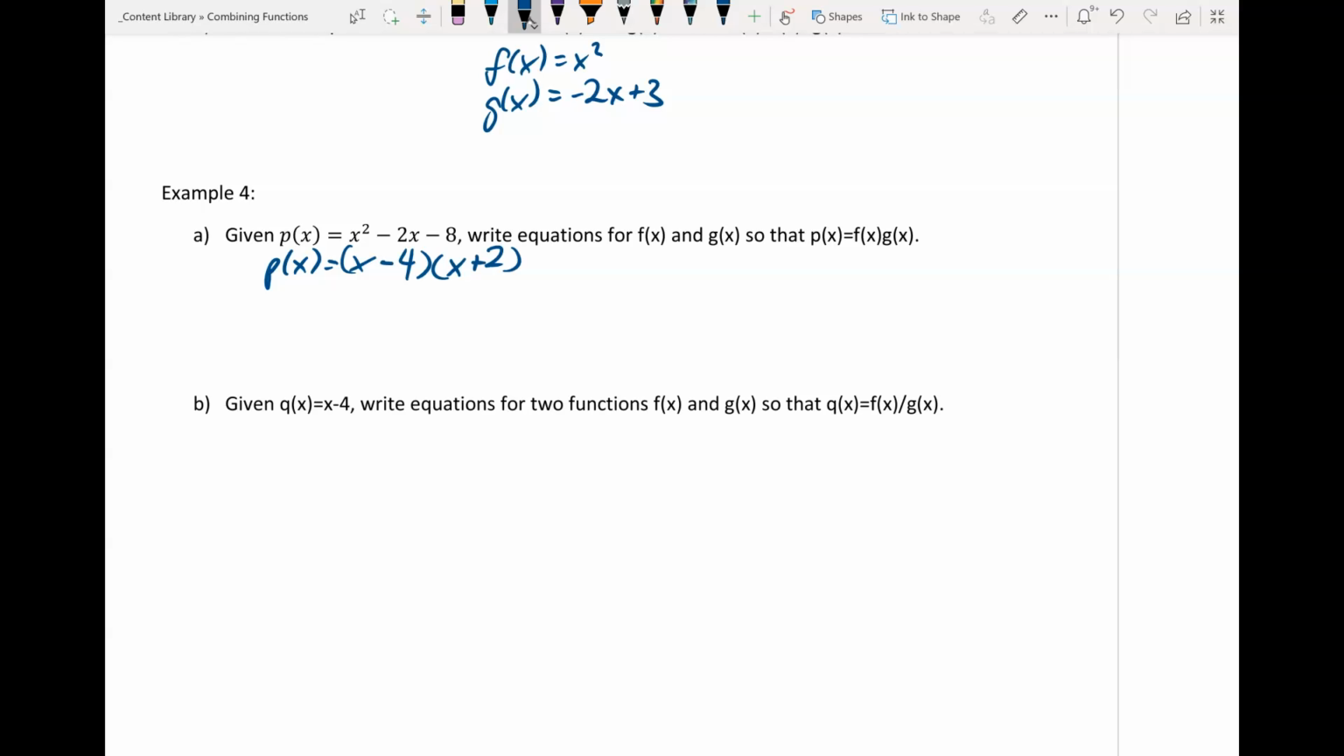a negative 2x. So that means one of these in the brackets, let's say x minus 4, can be f of x, and then g of x can be x plus 2. Again, they are interchangeable. g of x could be x minus 4, and f of x could be x plus 2.